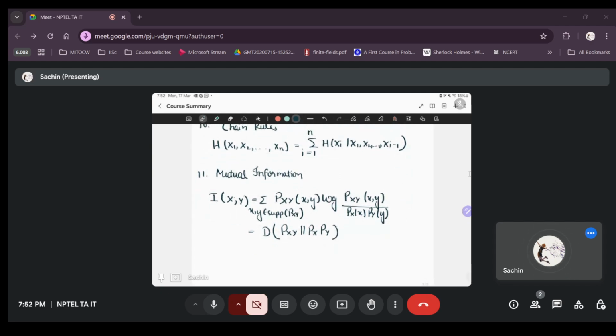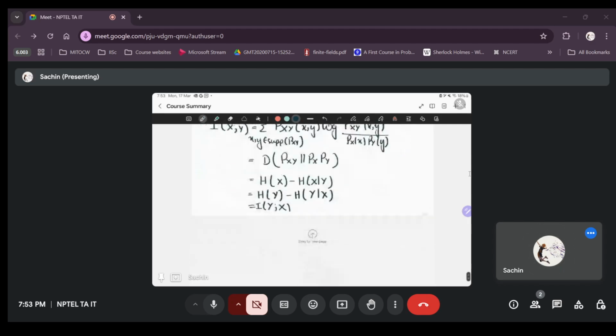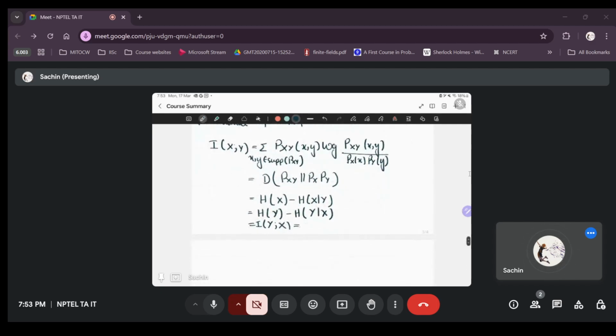Right, you first have to ensure that p_X times p_Y is also a probability distribution, which can also be written alternatively as H(X) minus H(X given Y), or H(Y) minus H(Y given X), which is equal to I(Y;X), and it can also be written as H(X) plus H(Y) minus H(X,Y).